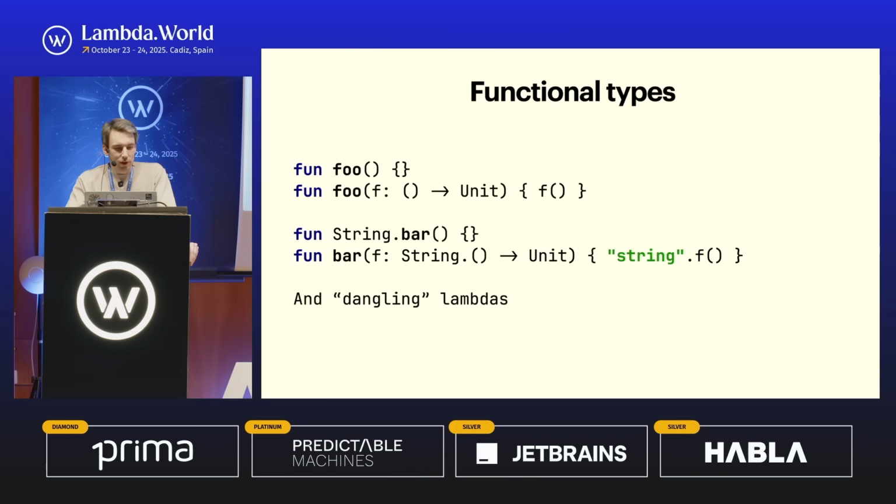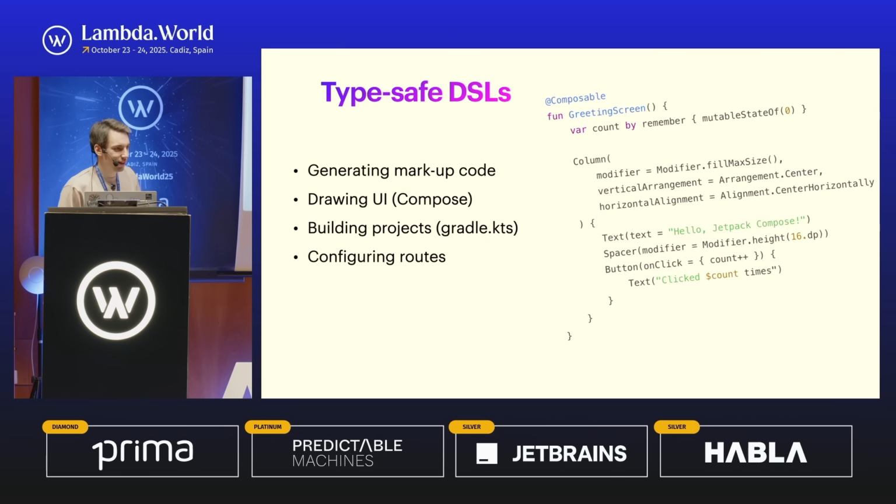So, just to recap, again, we have functions, we have functional types, we have extensions, we have extension functional types, and then lambda. And at this point, as it happens with lambda calculus, your possibilities are endless. And with this knowledge, we can already build any kind of type-safe DSLs for generic markup codes to draw UI.